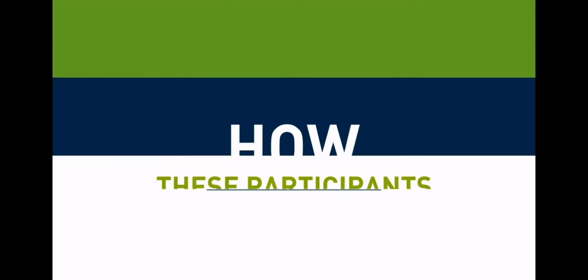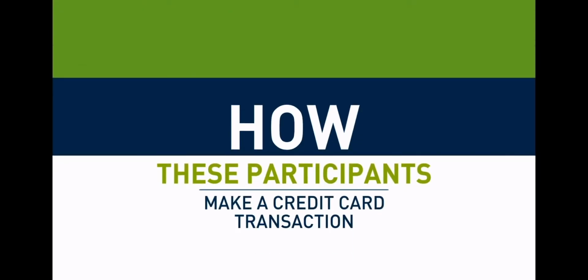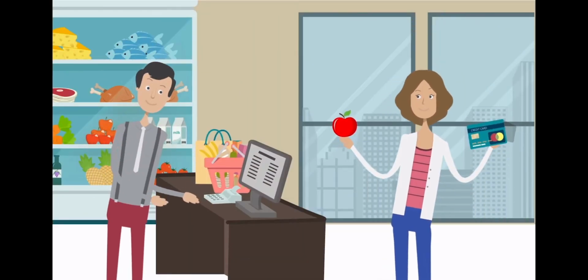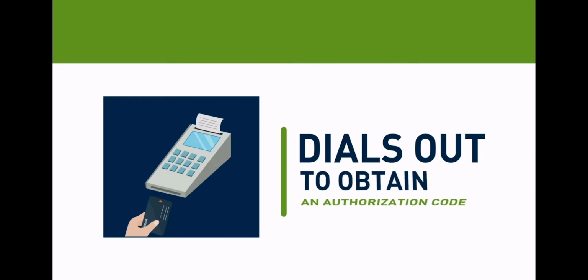Now, let's see how these participants make a credit card transaction using this example. Bob, a brick-and-mortar merchant, sells an apple to a cardholder, Clara, for $1. Clara inserts her card into a chip reader, and the point-of-sale terminal dials out to obtain an authorization code.